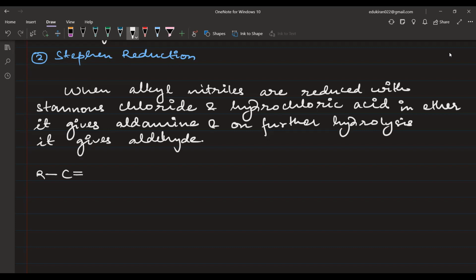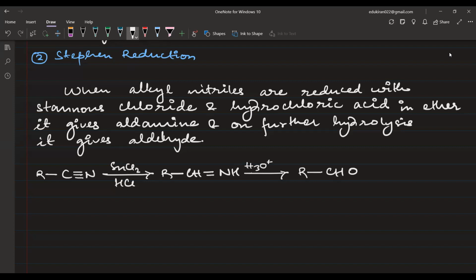So we have R, C triple bond N. And if I do a reaction with SnCl2 and HCl, this is going to give me R, CH, double bond NH. So what has happened? On both carbon and nitrogen, we have added one hydrogen, and the triple bond has been converted to a double bond. Then on the addition of H3O plus, I am going to get R, CHO.